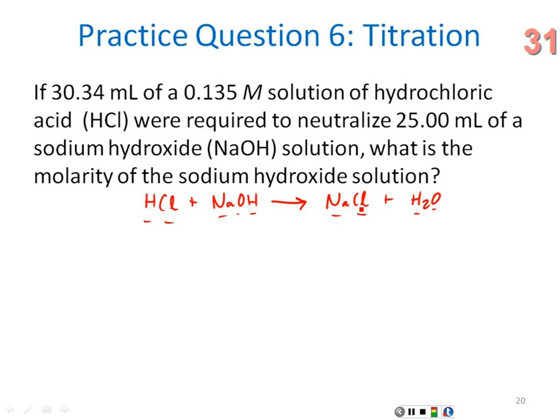Remember, you can also write this as an ionic equation, H plus Cl minus plus NaOH, Na plus OH minus going to Na plus Cl minus plus H2O. And remember, these are technically aqueous. So this would be the total ionic equation. And then the net ionic equation, if you remember, you cancel the spectator ions.